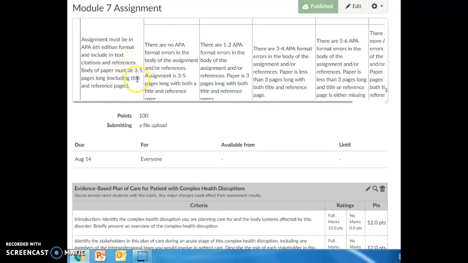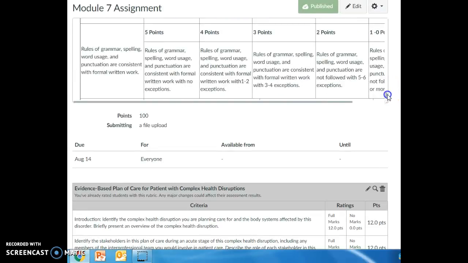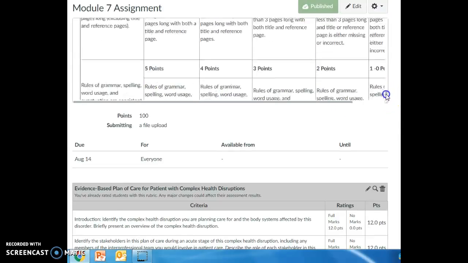The body of the paper, which does not include the title or the reference page, should be 3 to 5 pages in length, double spaced using APA format. Remember, when you use APA format, you should be using Times Roman font, size 12, consistently throughout your paper. So take that into consideration. If you have questions about how to do your paper, please refer back to your Pages tab and go to the APA information to see how that should be done. I will look for rules of grammar, spelling, those types of things. So always use spell check when you do your paper.